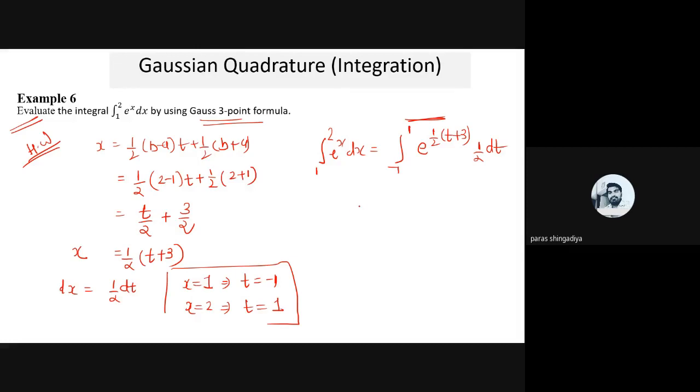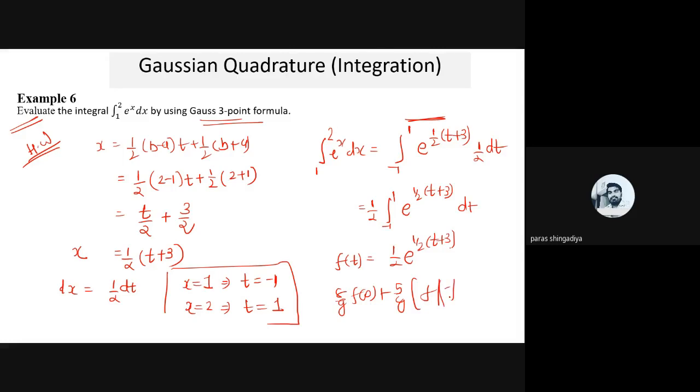Clear? So your equation will be 1 by 2 taken outside, the integral from minus 1 to 1 of e raised to 1 by 2 (t plus 3) into dt. Clear? So now f of t that we have here is 1 by 2 of e raised to 1 by 2 (t plus 3). And then write the 3-point formula: 8 by 9 f of 0, plus 5 by 9 f of minus square root of 3 by 5, and plus f of square root of 3 by 5. Clear? Bracket over.